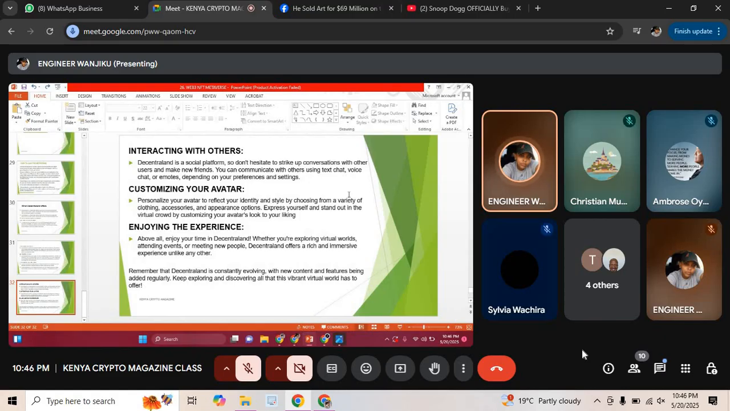The next one: interacting with others. Decentraland is a social platform, so don't hesitate to strike up a conversation with other users and make new friends. Who knows, you might be talking with Beyonce herself. You can communicate with users using text chat, voice chat, or emotes, depending on your preferences and settings.